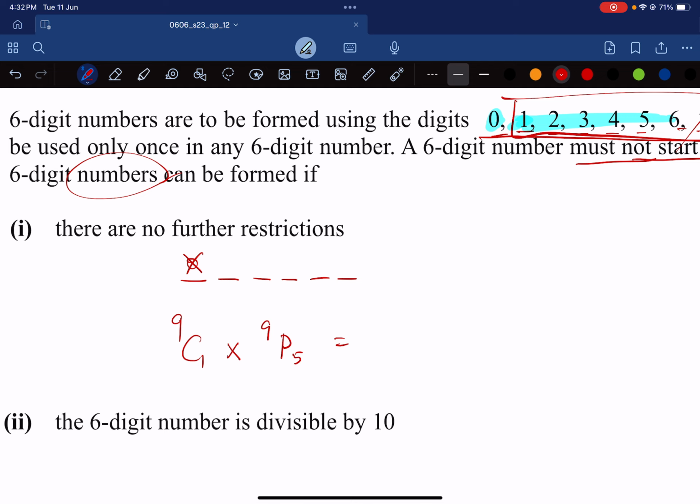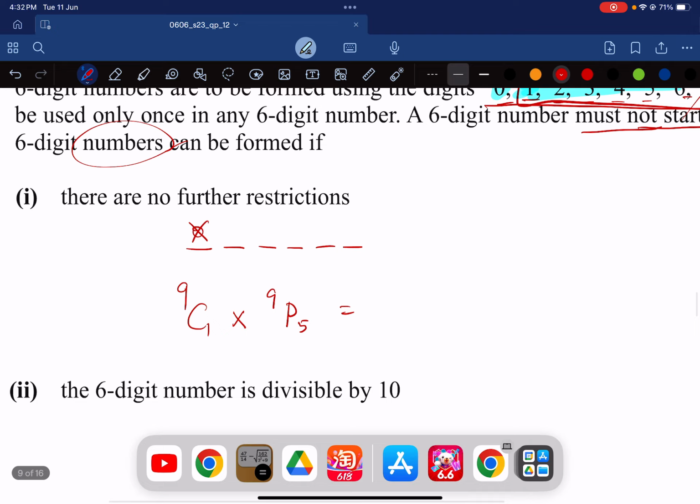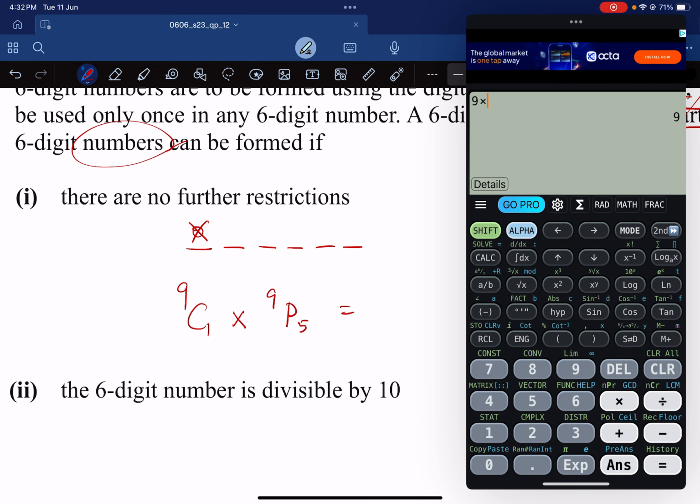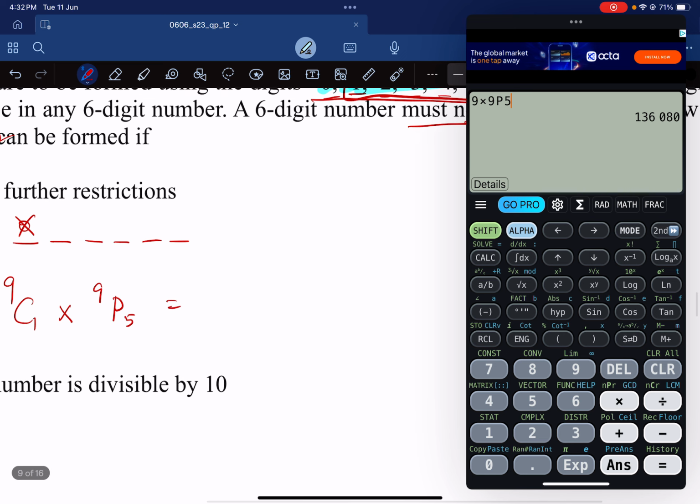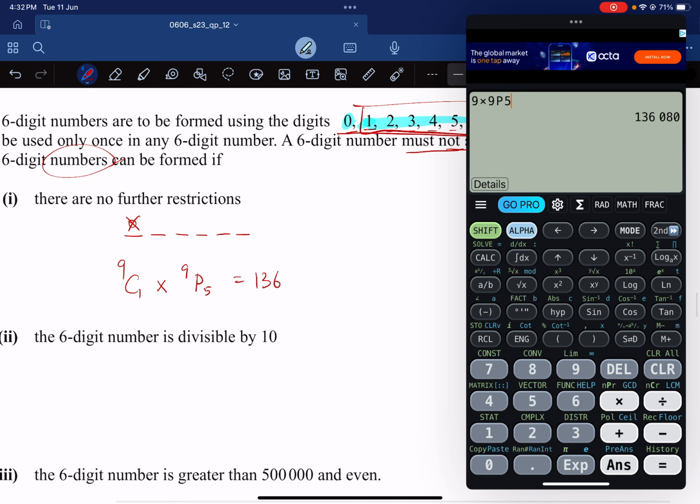Okay, 9C1 times 9P5. 9C1 is 9, right? 9 times 9P5, so it is 136080.